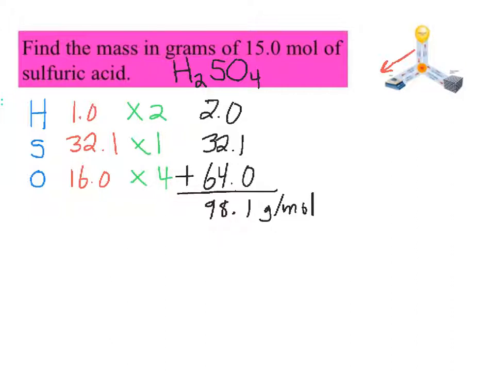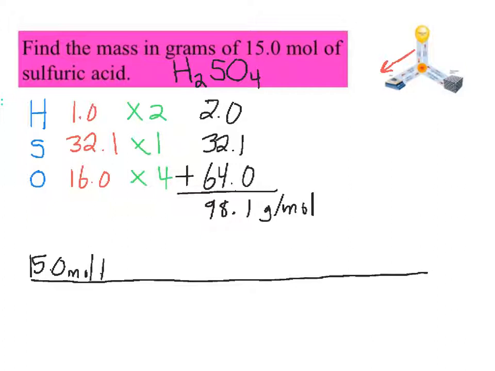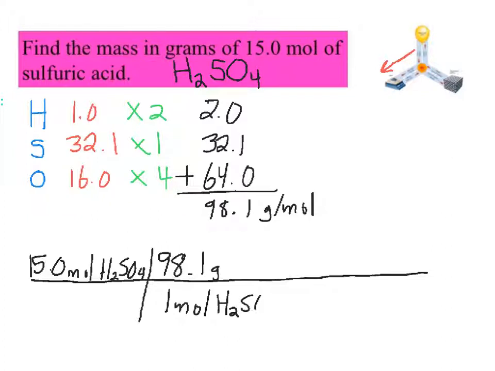So now I can go ahead and fill out my T-chart, starting with 15.0 moles of H2SO4. To convert from moles into grams, I'm going to use molar mass. I have 98.1 grams per 1 mole of H2SO4.